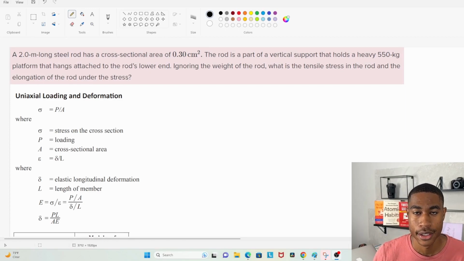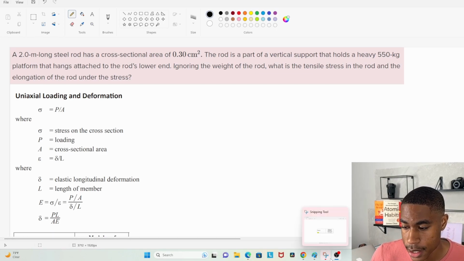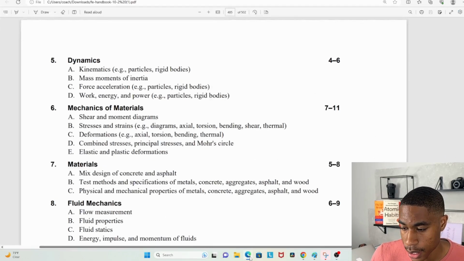Before I get started, I like to talk about the subtopics that we're actually covering from the FE manual. They literally tell us what they're going to be testing us on, and so I want to share that with you now. So we've already done shear and moment diagrams. If you have not watched that video, be sure to check it out. Today, we're going to be looking at stresses and strains.